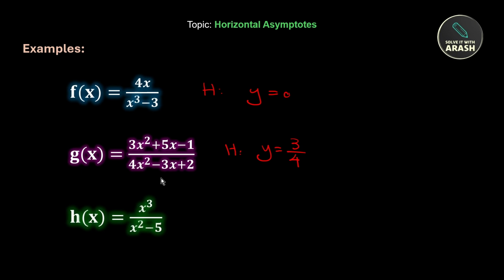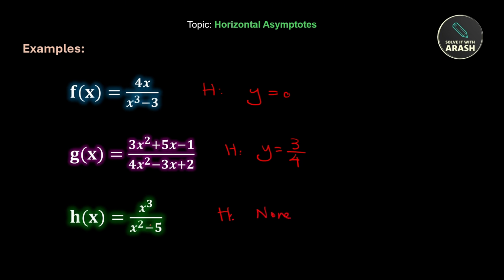Let's do one more example. h of x equals x cubed over x squared minus 5. Now, as you can see, the numerator has a degree of 3, while the denominator has a degree of 2. So 3 is greater than 2, therefore the horizontal asymptote doesn't exist. We say the horizontal asymptote is none.